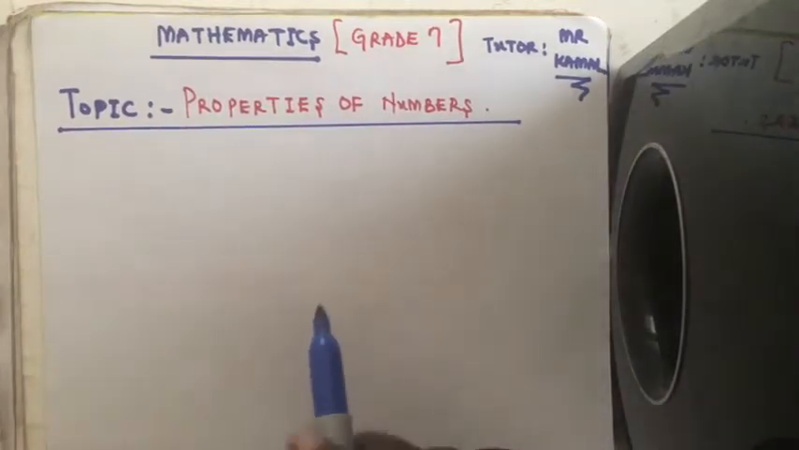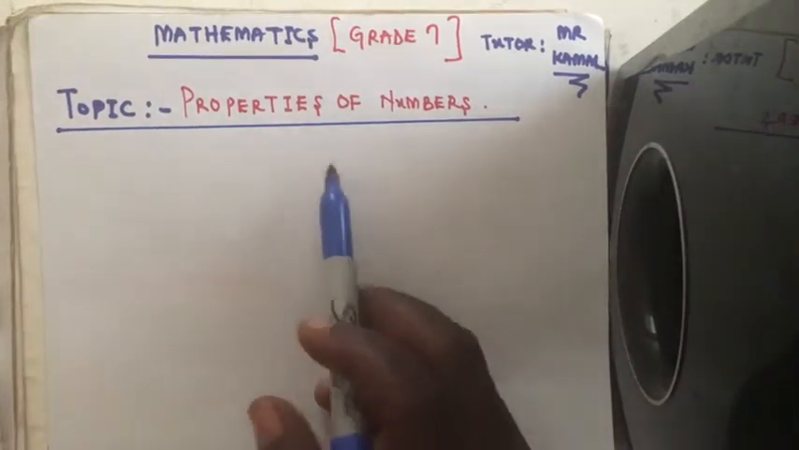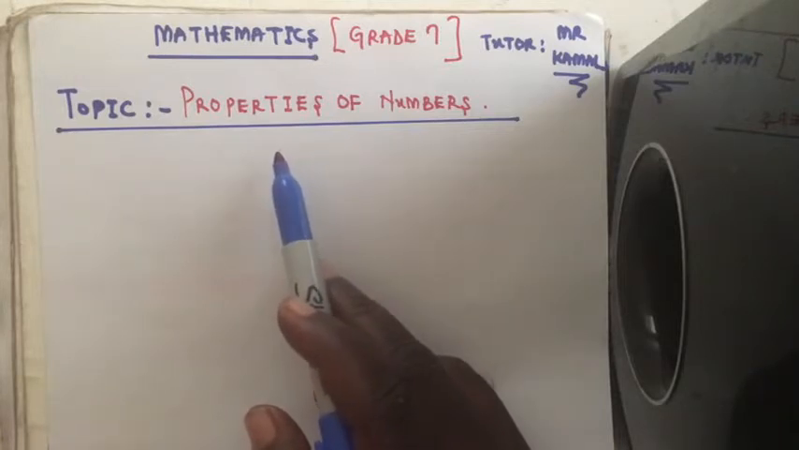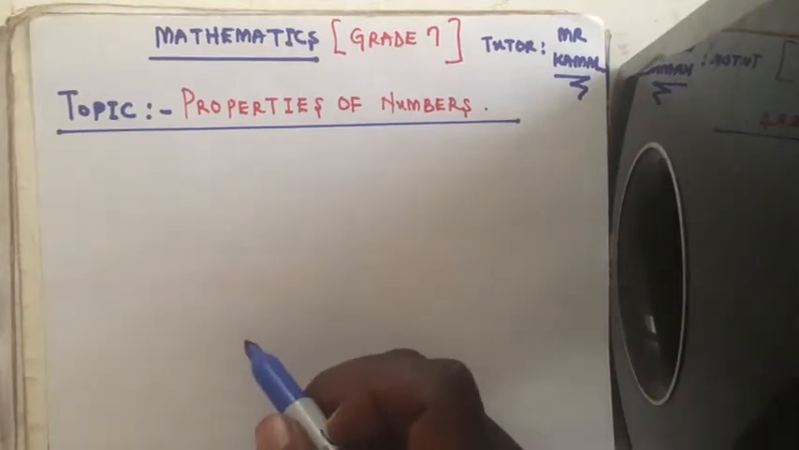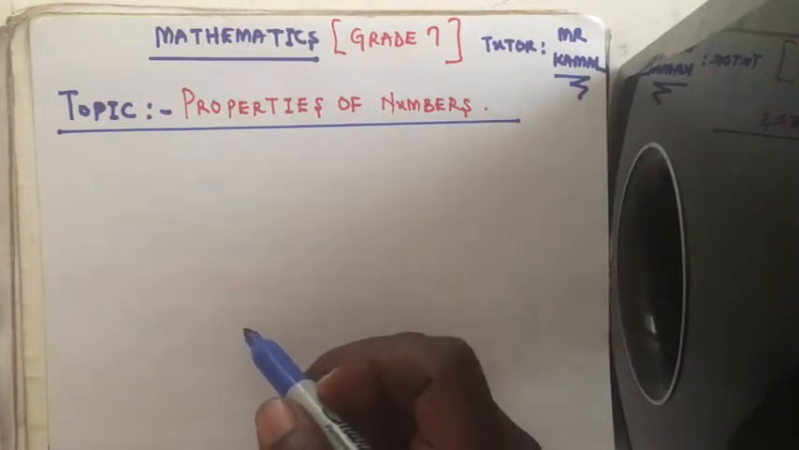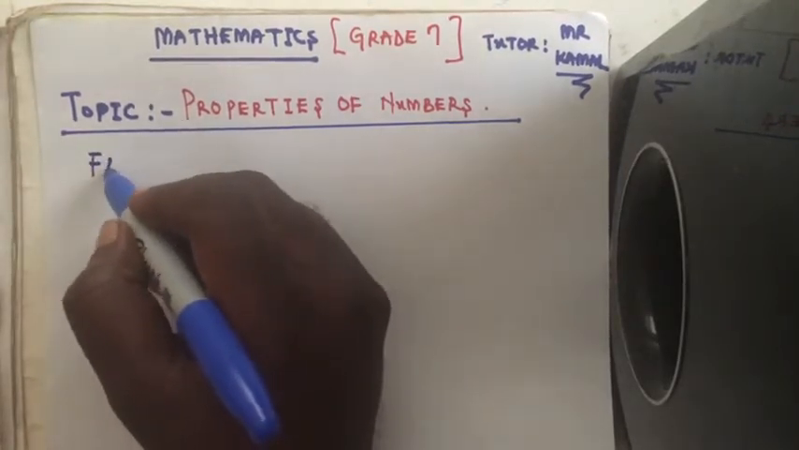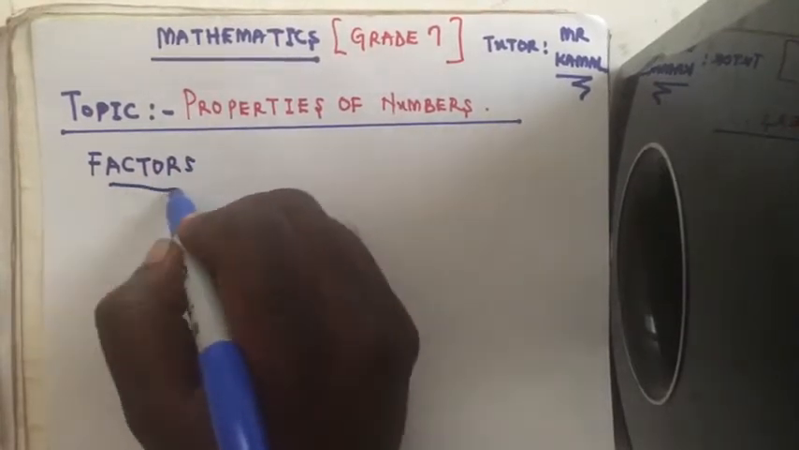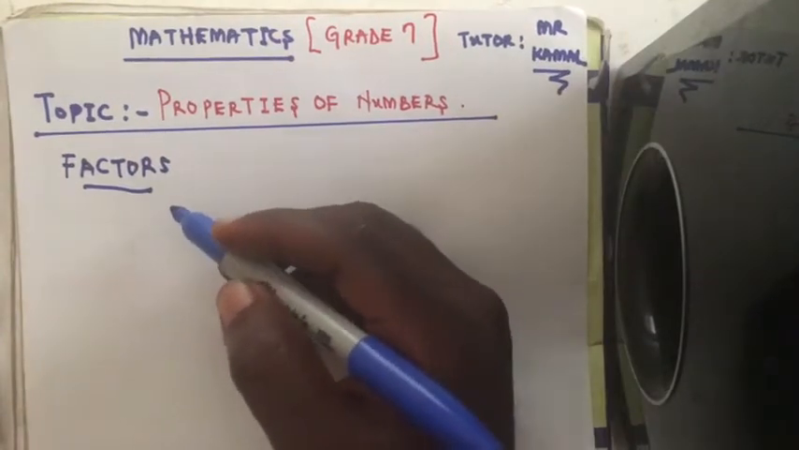Today's topic we're going to look at is properties of numbers. Under this topic, we're going to make reference to an aspect in mathematics, which is factors. So this is the aspect we're going to look at today. Now we need to understand what we mean by factors.